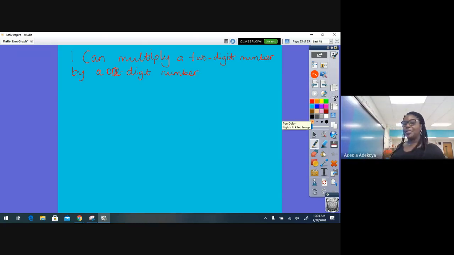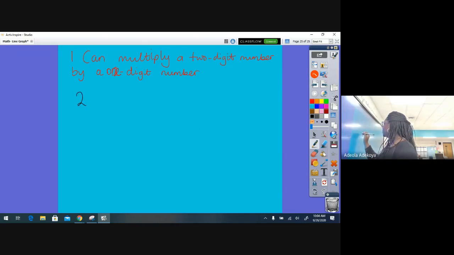If I have a 2-digit number, which will have tens and ones, say for instance the number 23, this is my 2-digit number. And I want to multiply 23 by 2, which means I'm going to have 23 two times. Multiplication is telling me how many times I would have the first number. It means I'm going to have 23 two times.